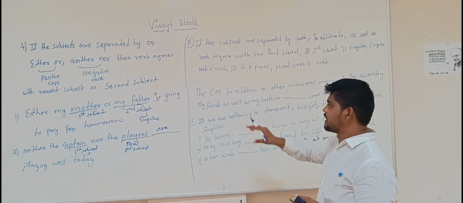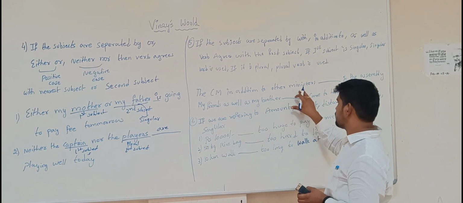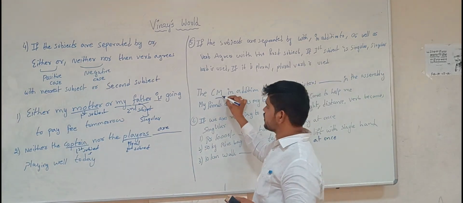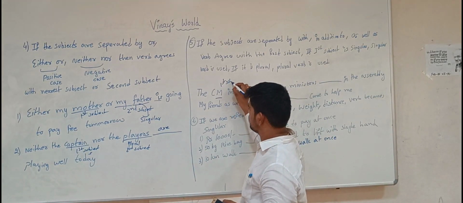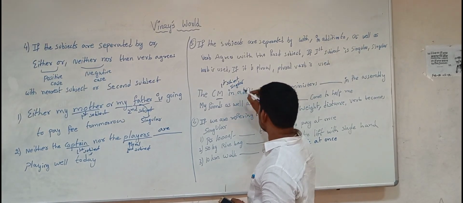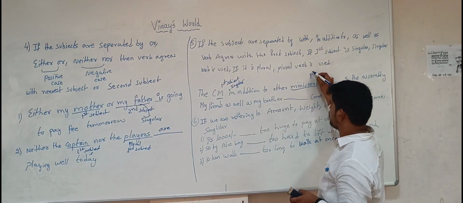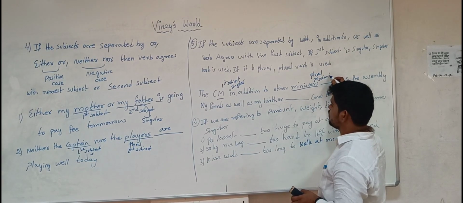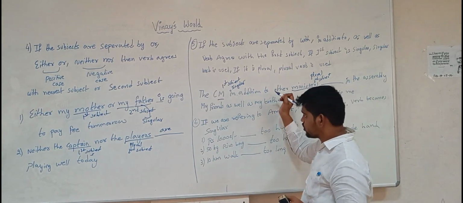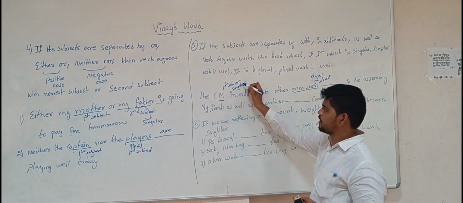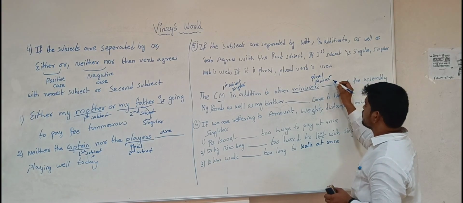Let's take an example. The CM, in addition to other ministers, dash in the assembly. The CM is first subject and that too singular. Ministers is plural and second subject. Whenever you get in addition to, you need to depend on first subject. So first subject is singular here, so we should use "is".